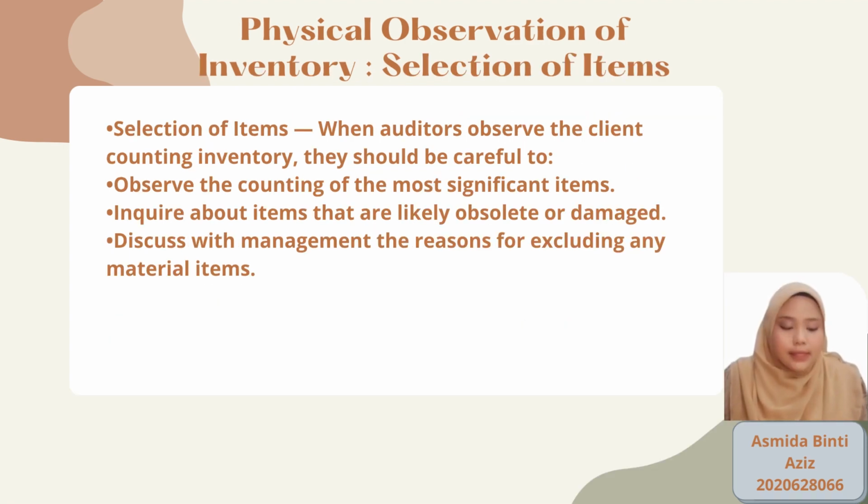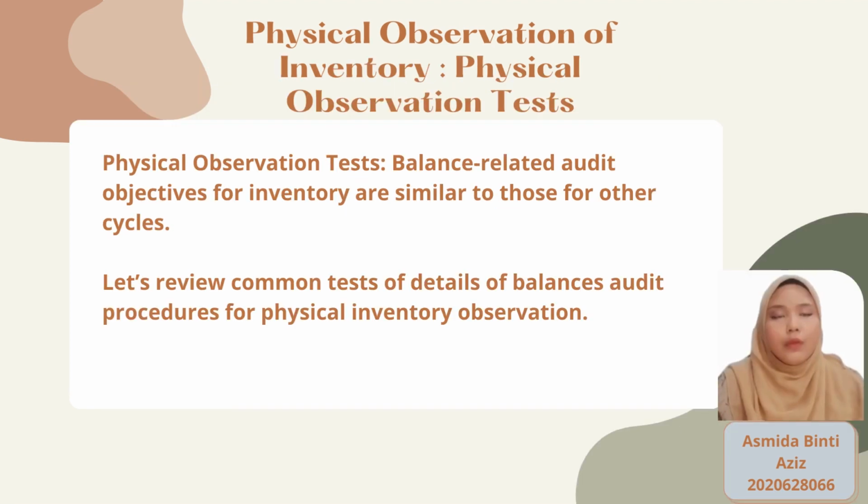The third one is selection of items. Under selection of items, when auditors observe the client counting inventory, they should be careful to observe the counting of the most significant items, inquire about items that are likely obsolete or damaged, and discuss with management the reasons for excluding any material items. The last one is the physical observation test.